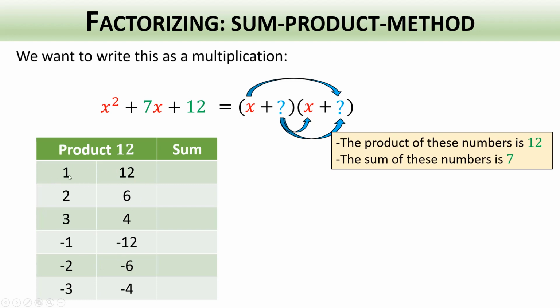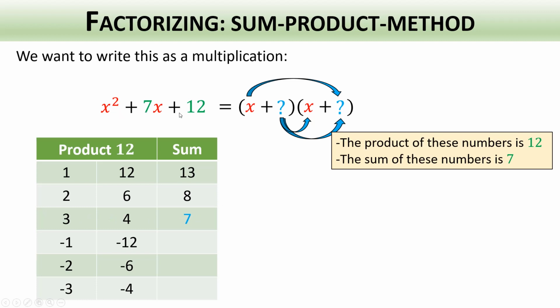Now, if we take these 2 numbers, 1 and 12, what is their sum going to be? Well, their sum is going to be 13. And we do want a sum of 7. So this option is not going to work. 2 and 6, for the same reason, is also not going to work, because the sum of 2 and 6 is 8. And that's also not 7. But 3 and 4 is going to work, because 3 plus 4 is indeed 7. So we can stop. There's always just one solution here. So we have found our 2 numbers. The product of 3 and 4 is 12, and the sum of 3 and 4 is 7.